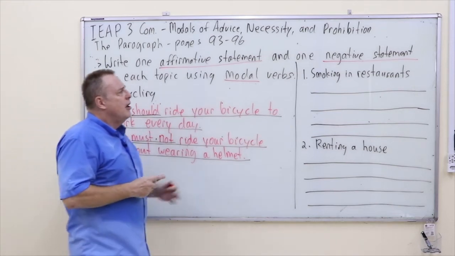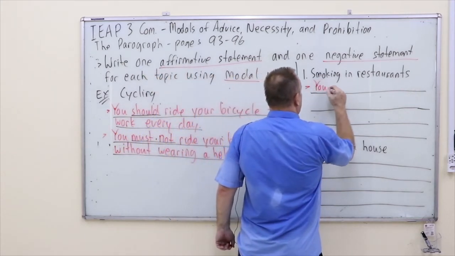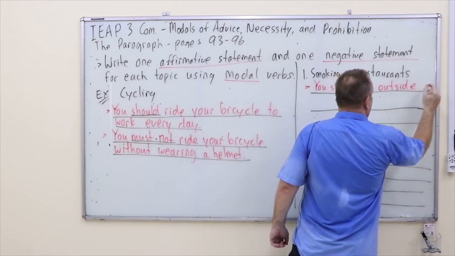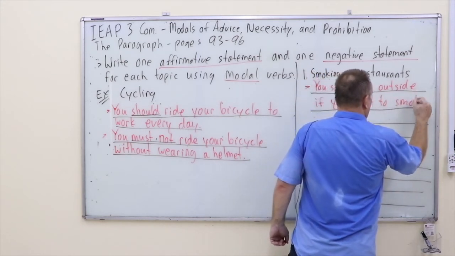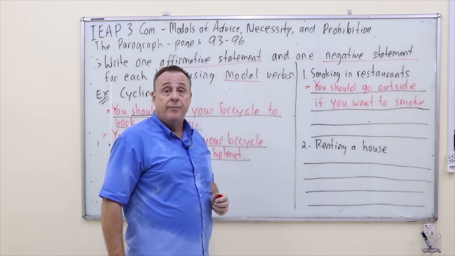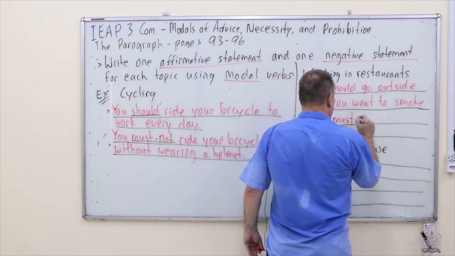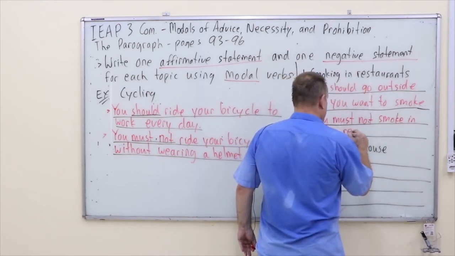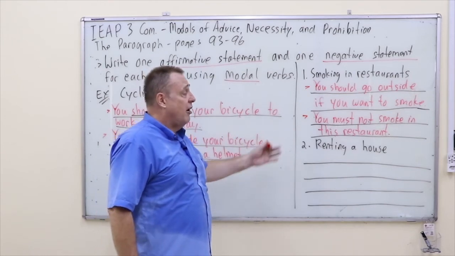Okay, let's try these now. Smoking in restaurants. Well, what could we say? Well, we could say something like, you should go outside if you want to smoke. We could say that, so that would be advice. You should go outside if you want to smoke. Or if we could do this. You must not smoke in this restaurant. Okay, so you must not smoke in this restaurant. That would be a rule.